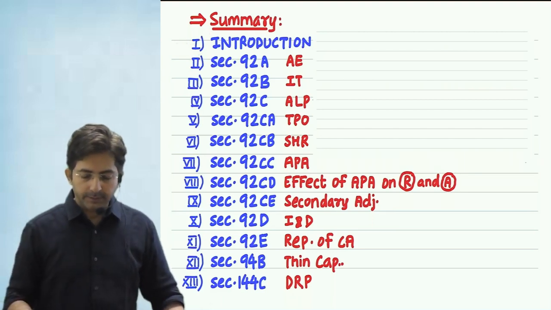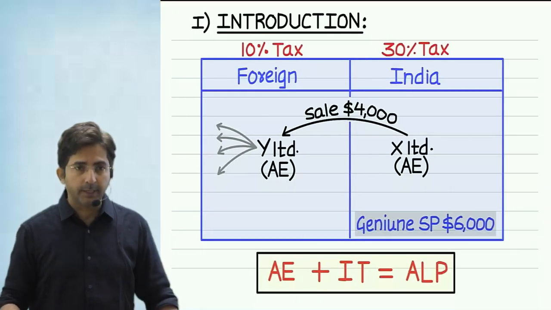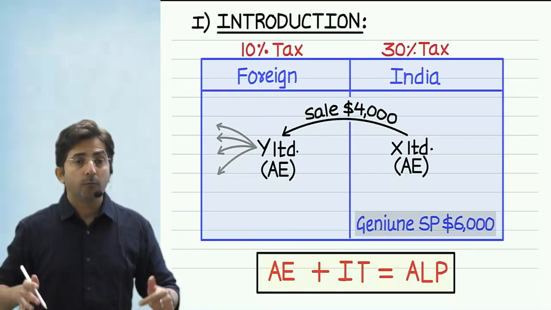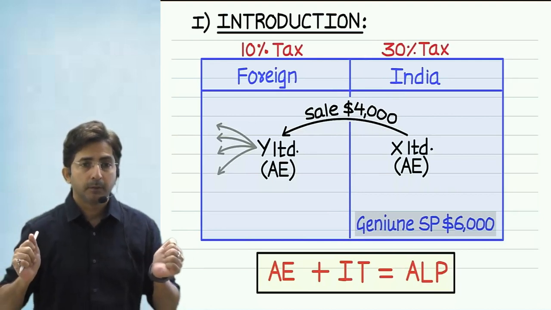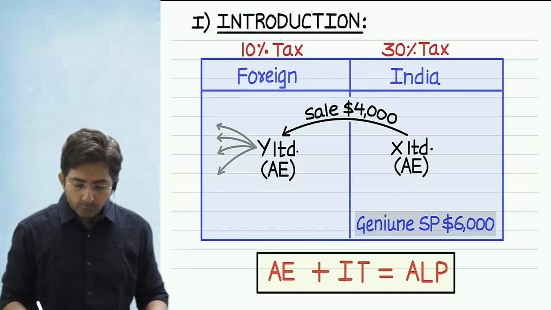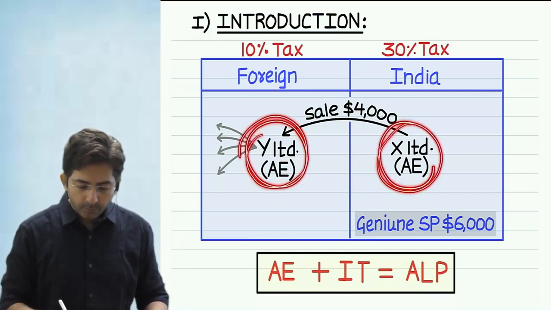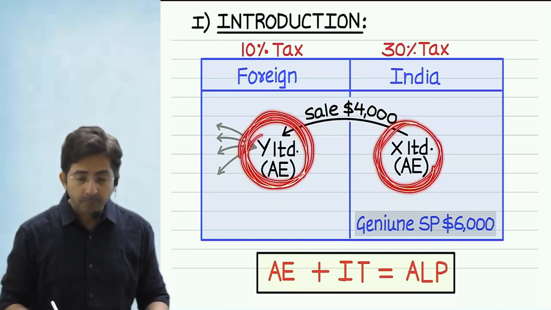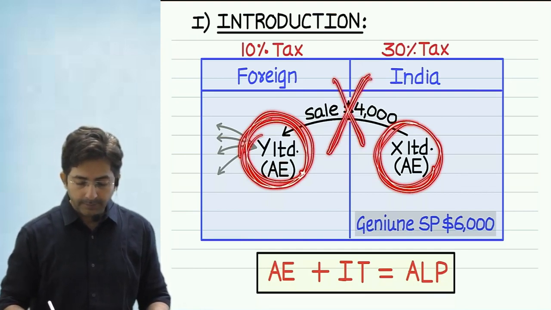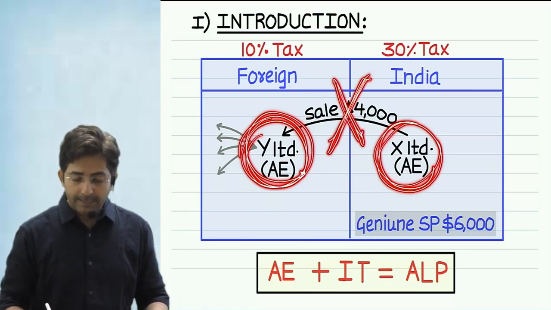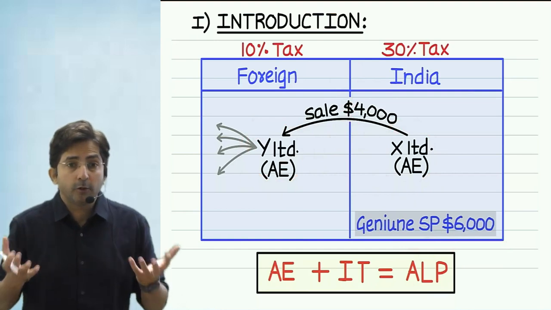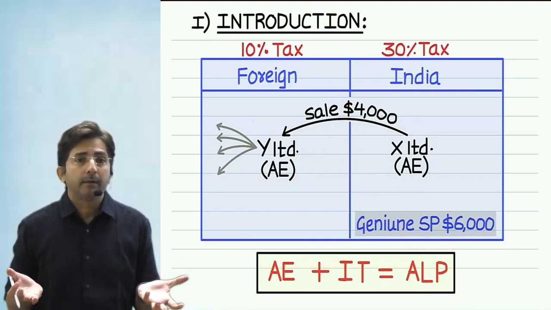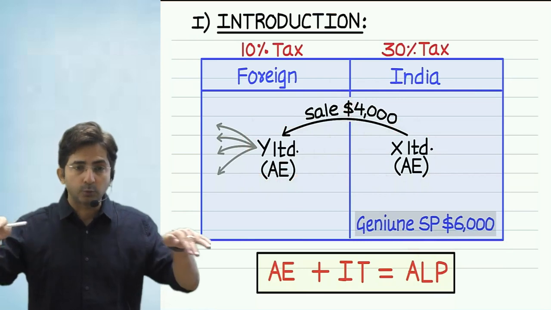Okay, now see what is the meaning of associated we are studying, but before that, why is it necessary to study the definition of associated enterprise? Because only when two entities are associated, the law will not trust the price declared by the assessee, and the law will take the arm's length price as a base. So not trusting a price, all that happens when the transaction is between two associated enterprises.